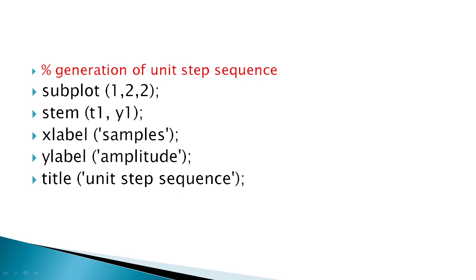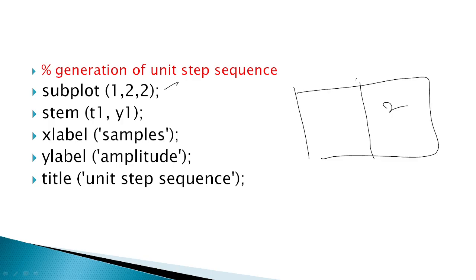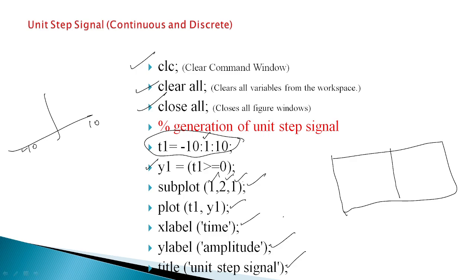And then for the generation of the unit step sequence, subplot of 1 comma 2 comma 2 means there is one row and two columns, and the second diagram is t1 comma y1 as a sequence. The x label should be samples for discrete, and the y label should be amplitude. The title should be unit step sequence. Like this we can generate the unit step signal.